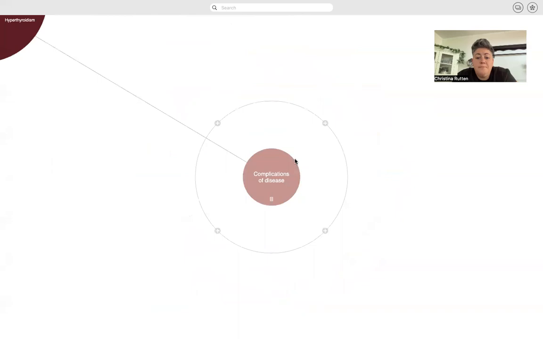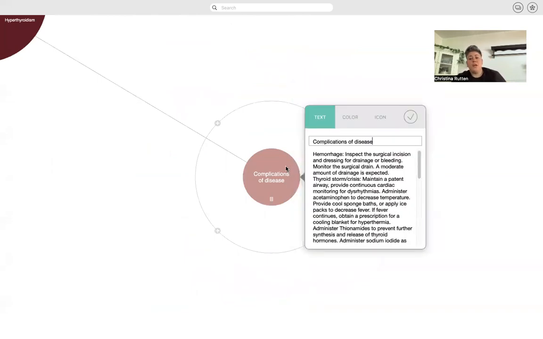Complications of the disease. You can have hemorrhage after a thyroidectomy of some sort. Inspect the surgical incision and dressing for drainage or bleeding. Monitor the surgical drain. There should be a moderate amount of drainage.